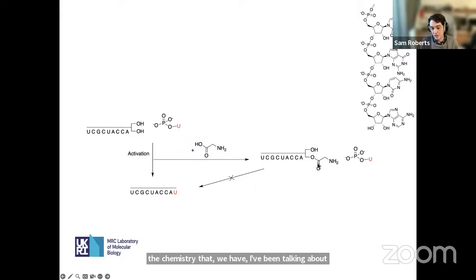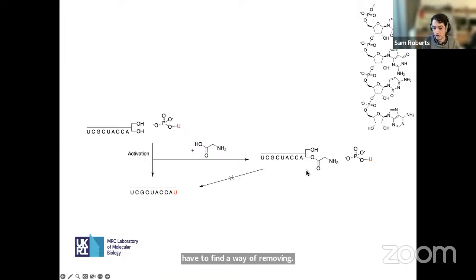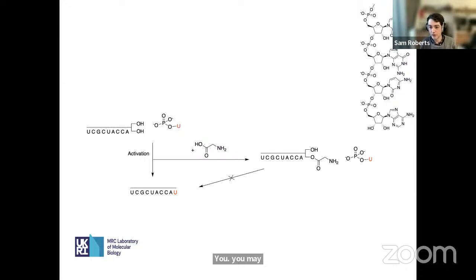But once you have that amino acid group on there, this prevents you from replicating further. In chemistry parlance, you call it a protecting group, right? It's blocking, it's stopping this process. So we have to find a way of removing amino acids. Of course, you could just wait and let this bond hydrolyze because it is hydrolytically labile. But if you have long RNAs, and depending on the identity of this amino acid, you may suffer significant RNA hydrolysis on that same kind of timescale.